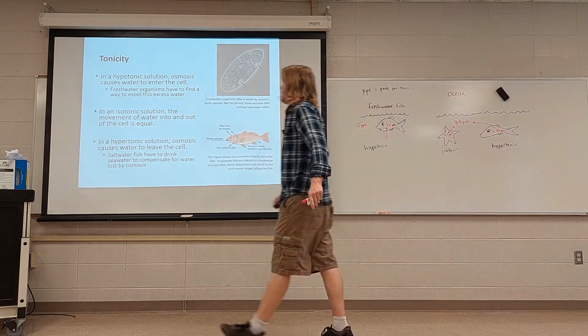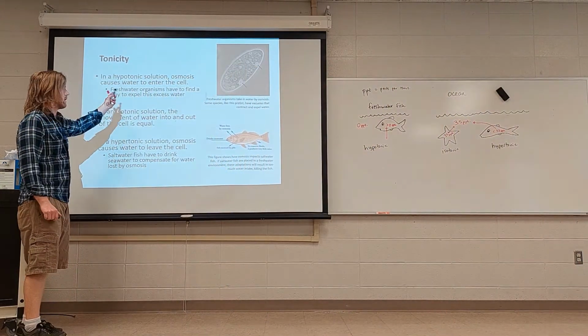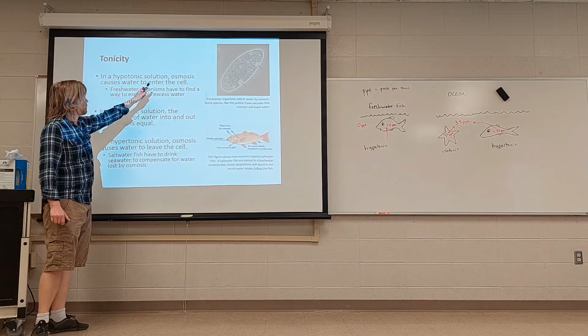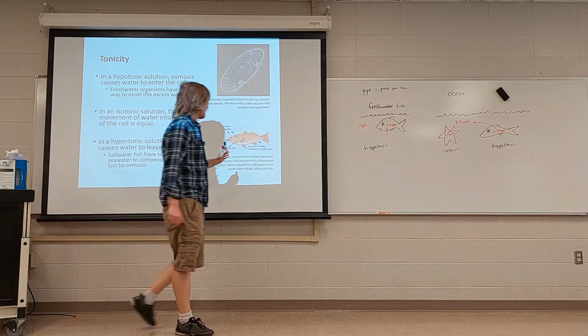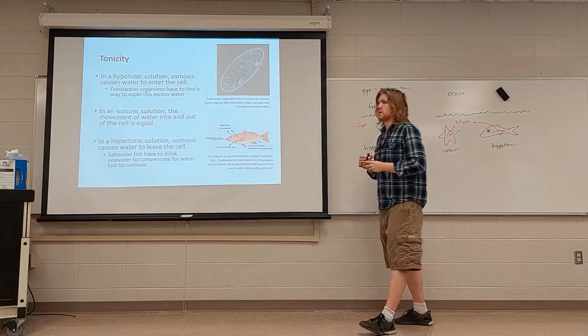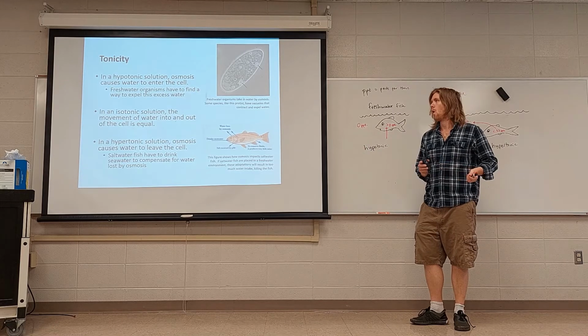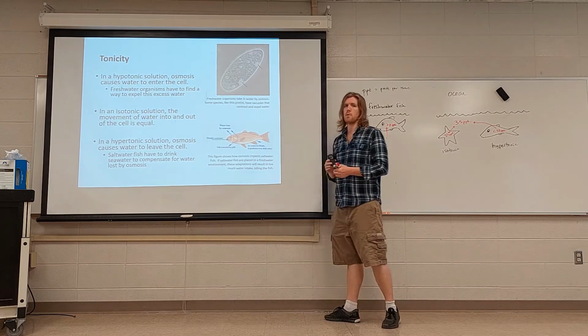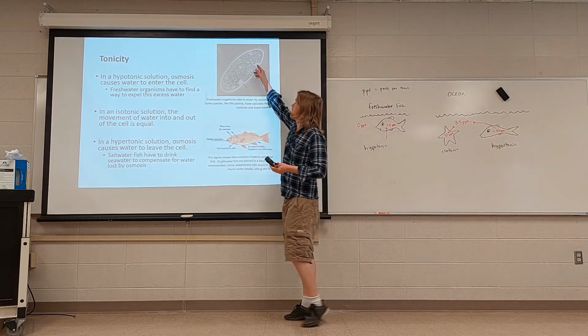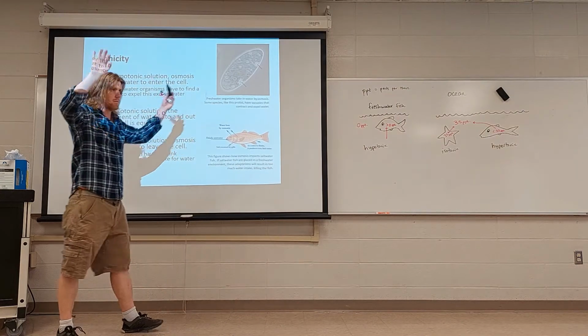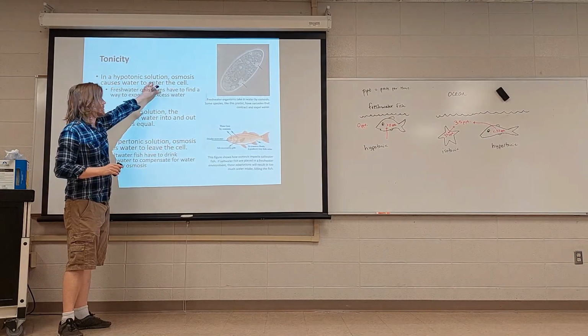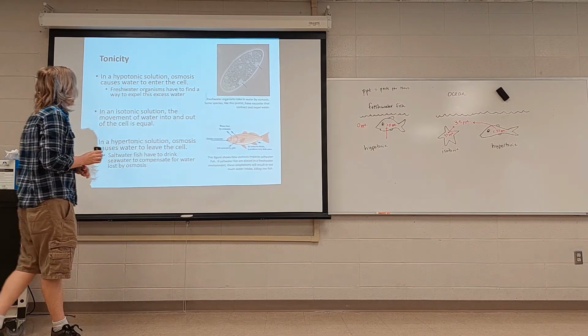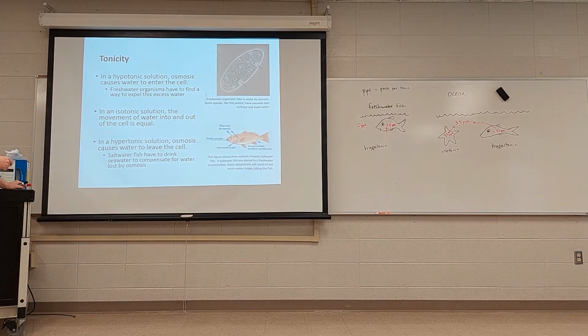Yeah, so in a hypotonic solution, that's our freshwater fish, osmosis causes water to enter the cell. Freshwater fish, they just urinate a lot. That's how they get rid of all their water. Some organisms, like this guy here, a little protist, they have chambers that absorb the water that comes in and then they shoot it out. So if you're a freshwater creature, you've got to deal with water coming in that you don't need. Isotonic, that was our starfish, all right, same amount of salt inside and out.